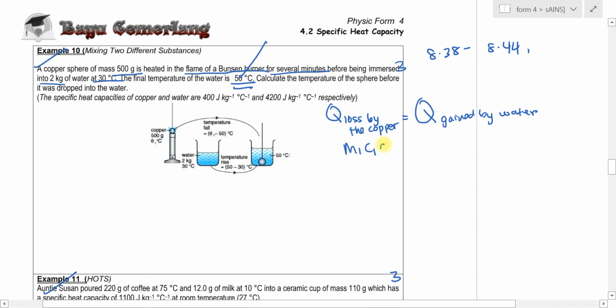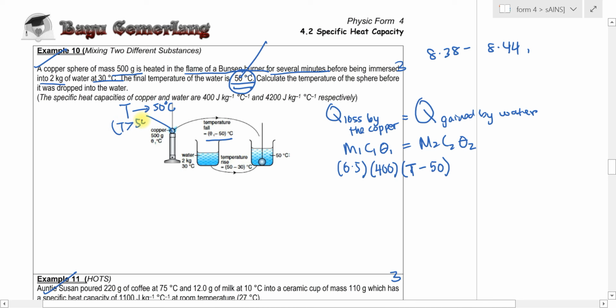So m1 c1 theta 1 equals m2 c2 theta 2. Both are different objects. So the mass of the copper is 500 grams, so 0.5. The specific heat capacity of the copper is 400. And the theta, the final temperature was 50, but we don't know the initial temperature. So it is T minus 50. Because the copper is initially at temperature T, we don't know, and it decreased to 50 degrees Celsius, where T must be greater than 50. Remember that.